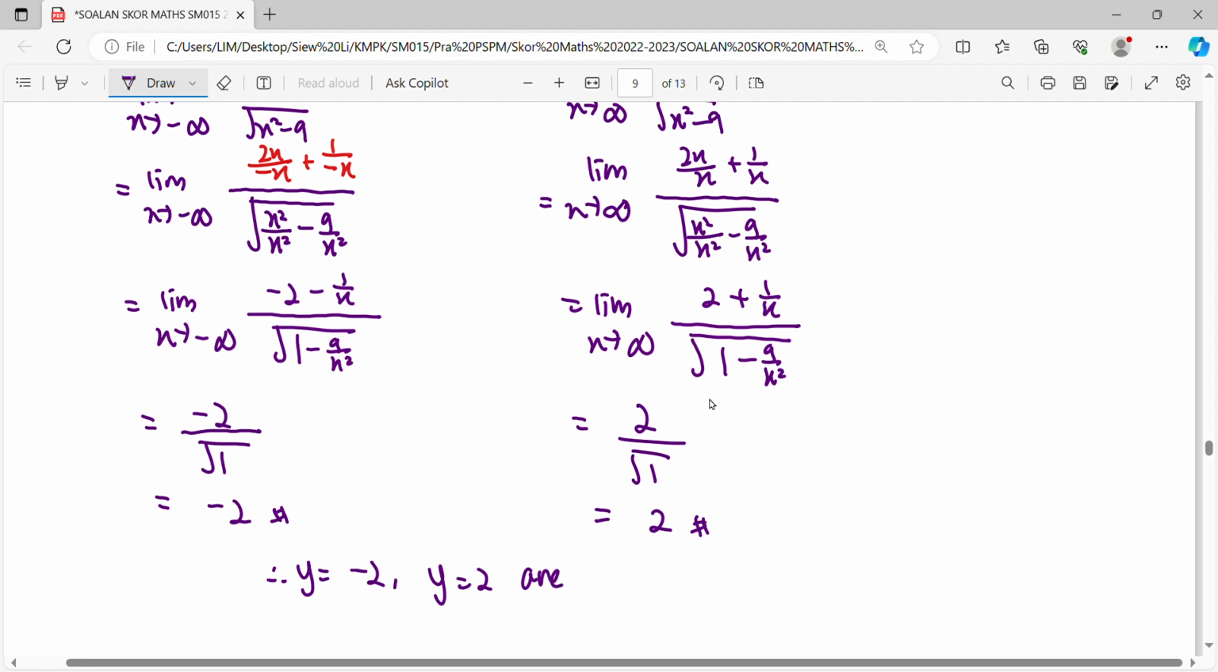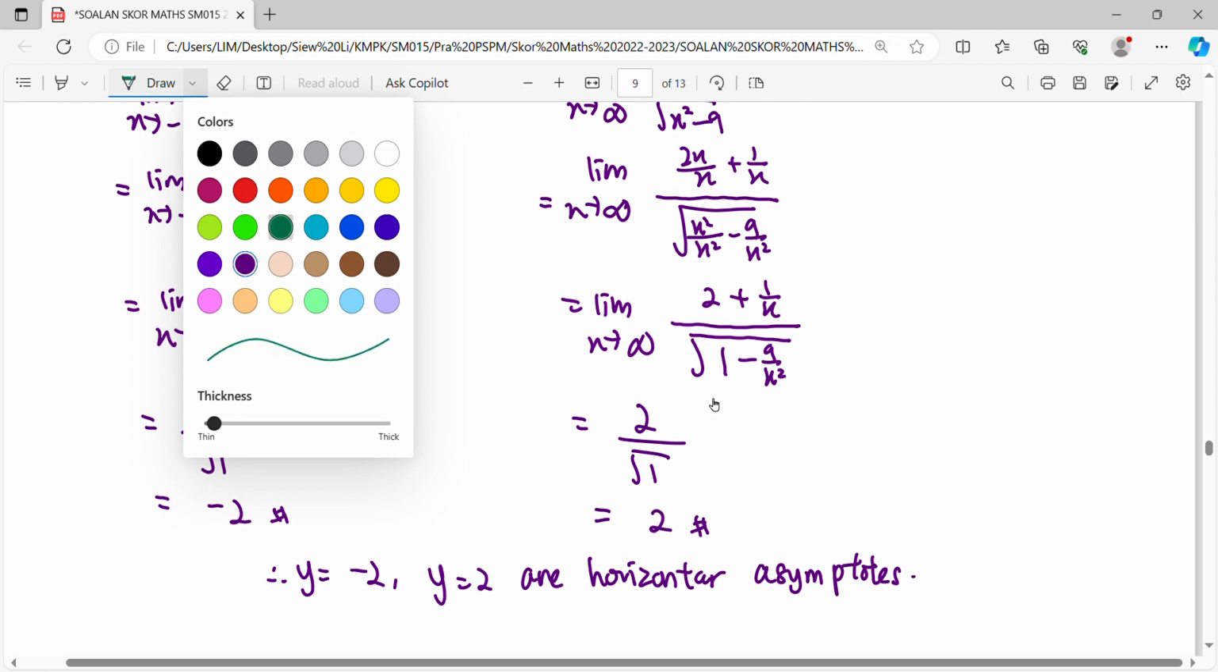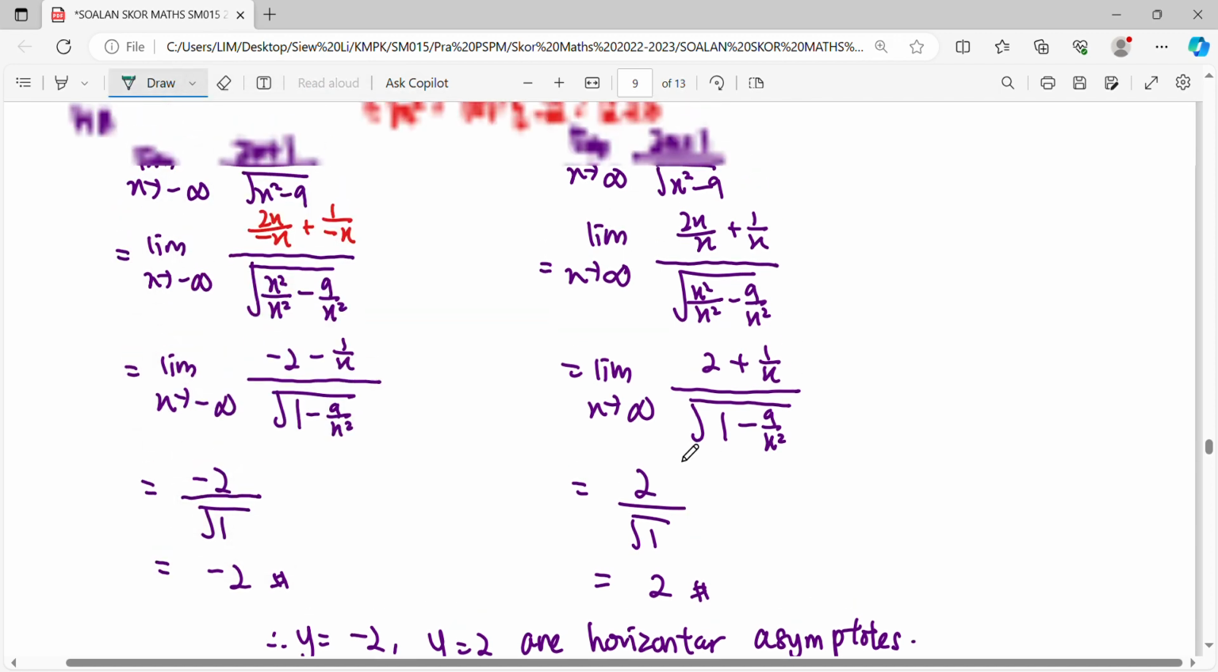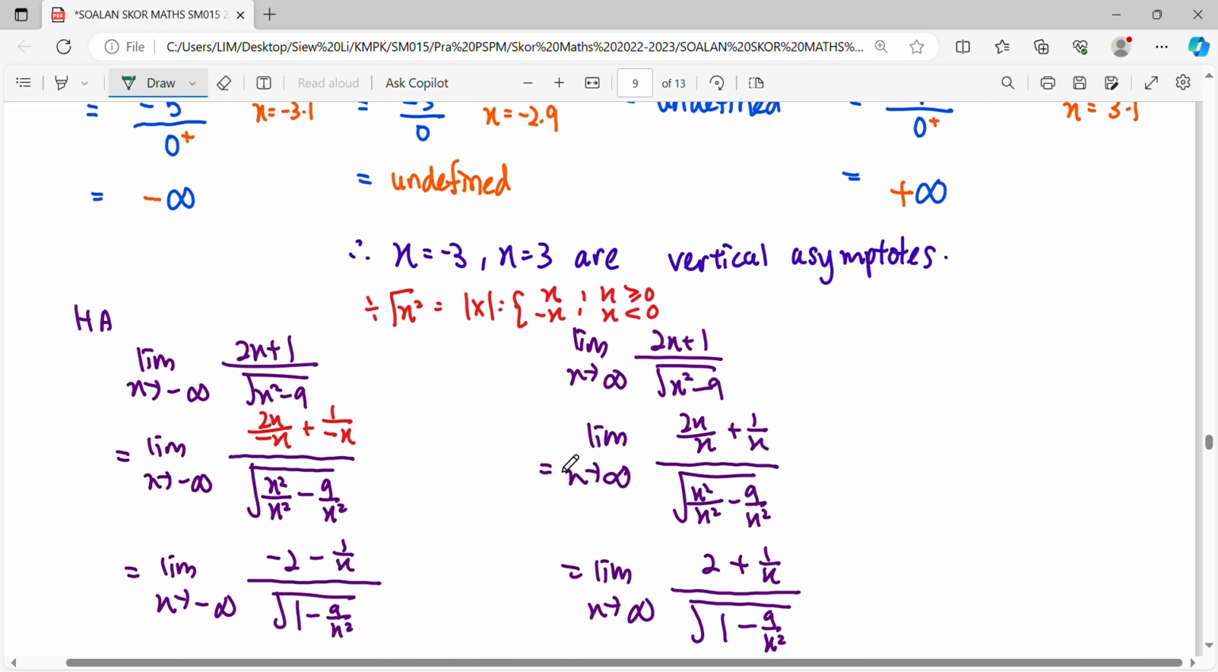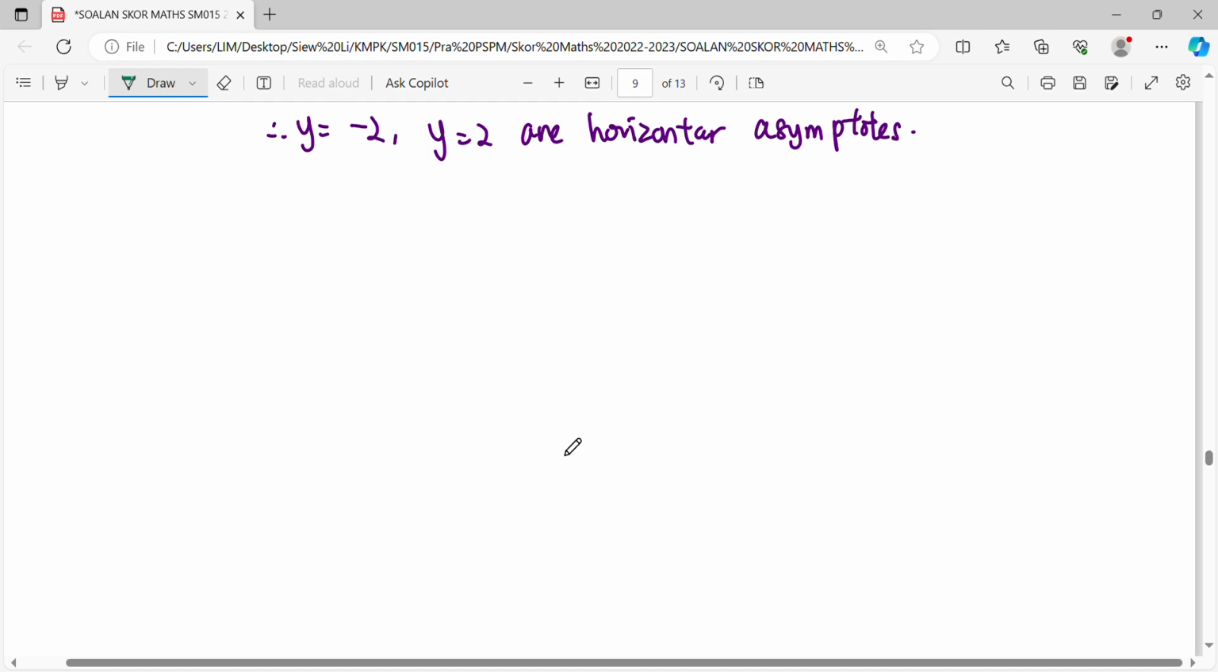They are horizontal asymptotes. Then finally, using the results that we get here, we're going to sketch the graph. So we will draw all the asymptotes involved here.